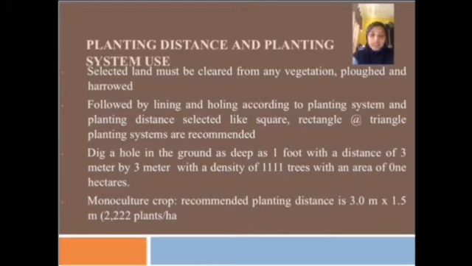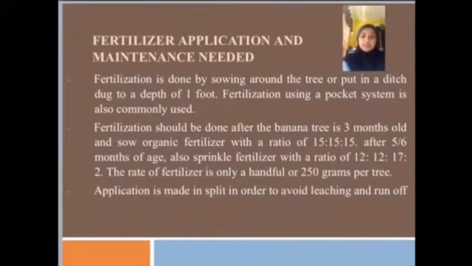For monoculture group, the recommended planting distance is 3.0 meters by 1.05 meters with a density of 2,222 plants per hectare. For fertilizer application and method needed, number 1, fertilization is done by sowing around the tree or put in a ditch dug to a depth of 1 foot. Fertilization using a pocket system is also commonly used.